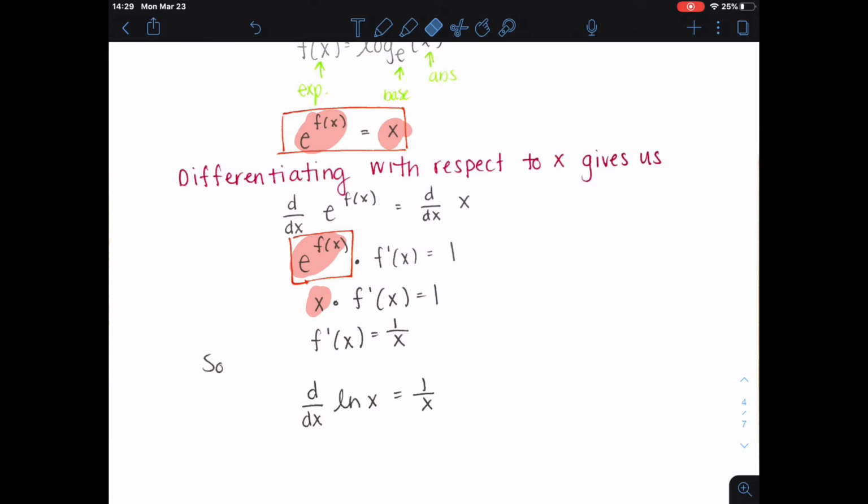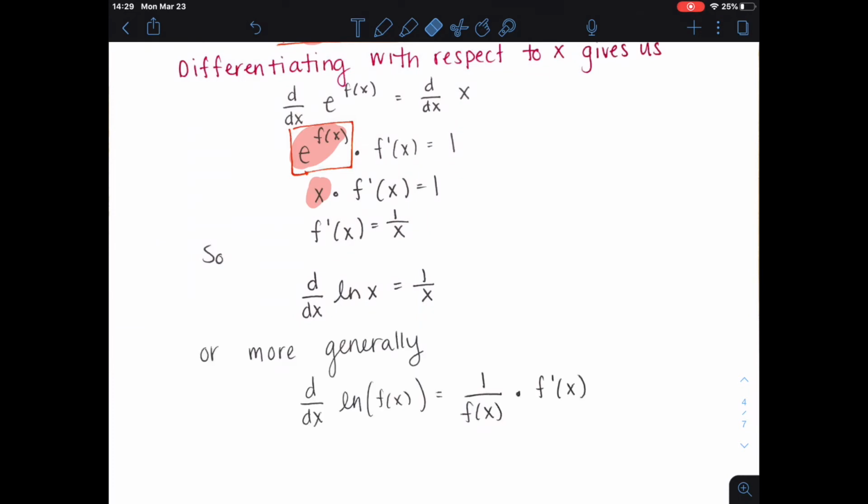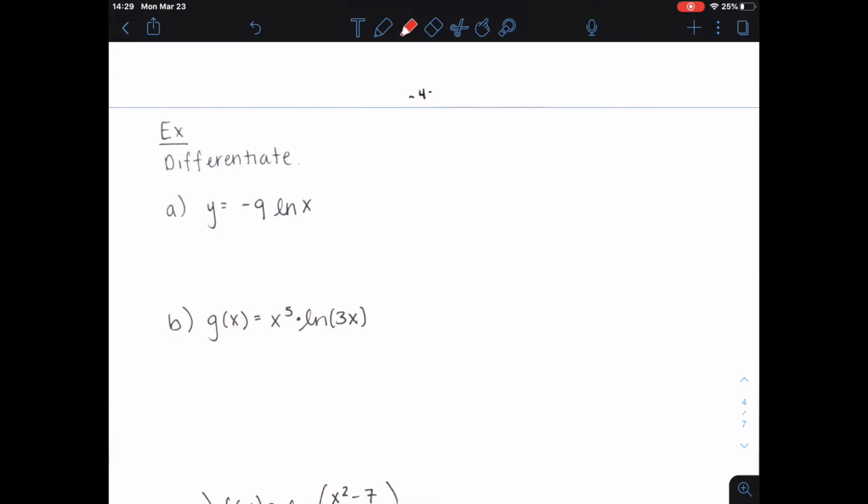So what this tells us is the derivative with respect to x of the natural log function is 1 over x. And if you want to do this more generally, if you have a function inside, you have to apply that chain rule. So you get 1 over the function. Chain rule tells you multiply by the derivative as well. So this is our most general form for the derivative of the natural log function. Okay? So let's go ahead and get some practice differentiating these, combining it with the stuff we already know.